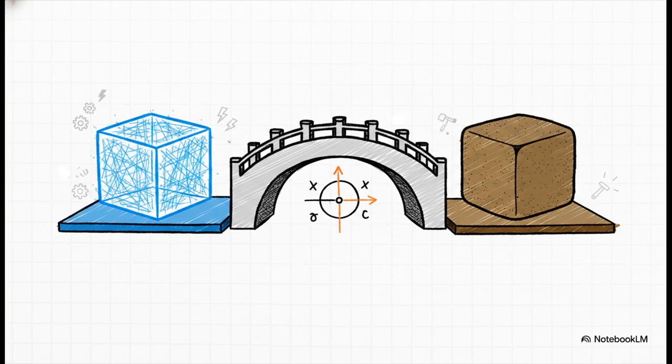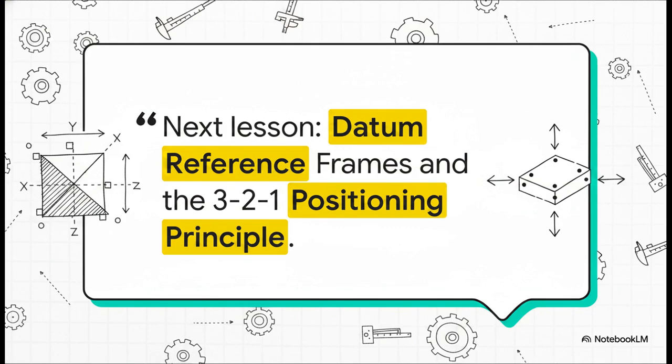Now that we've got a solid grip on datums and simulators, we need to put them together to completely lock down those 6 degrees of freedom. We are going to cover exactly how to do that in our next lesson, datum reference frames and the 3-2-1 positioning principle. But until then, I want to leave you with this thought. If every single physical part we ever manufacture is inherently flawed and imperfect, just how perfect does our math need to be to keep the modern world running?